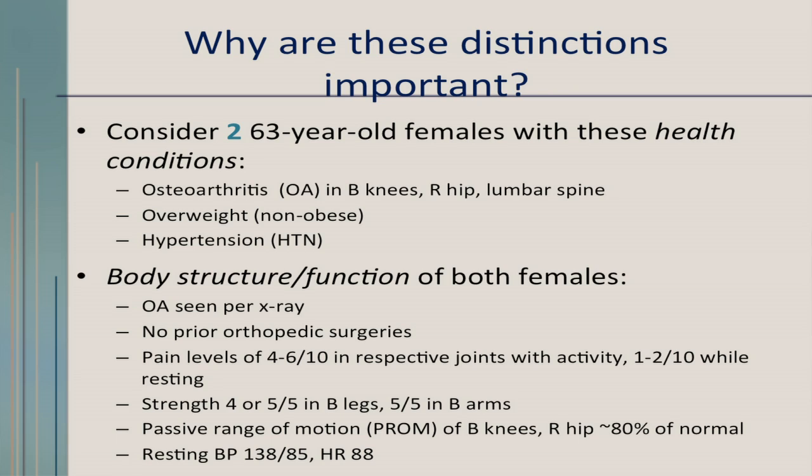Their passive range of motion, or the flexibility of their knees and their right hip, the joints that have been affected by the osteoarthritis, is about 80% of normal. So they are impaired in this area or have some limitation, but it looks like they're getting by pretty well for the most part. Both of them demonstrate a resting blood pressure of 138/85, which does show some early signs of hypertension or pre-hypertension, and heart rates of 88, which is a fairly high heart rate, which shows that these ladies are probably not in the best physical condition.